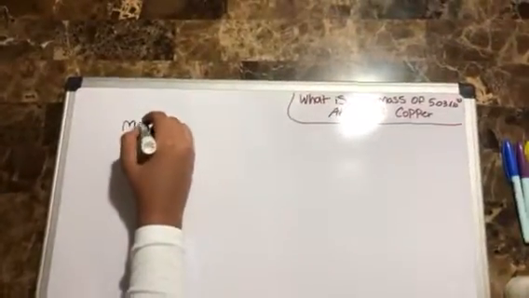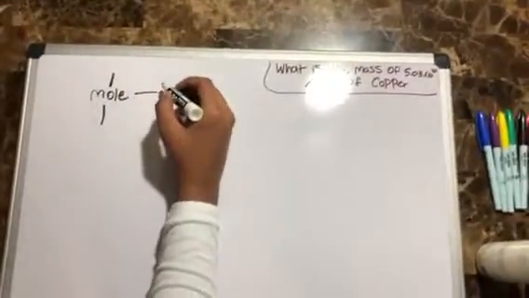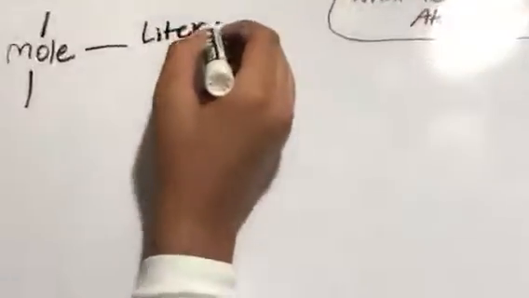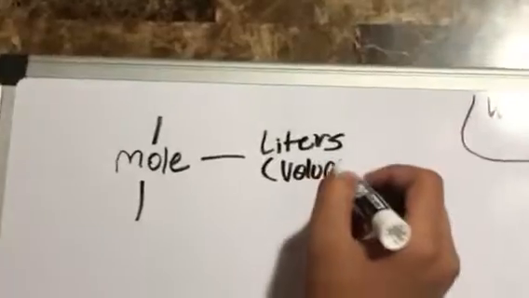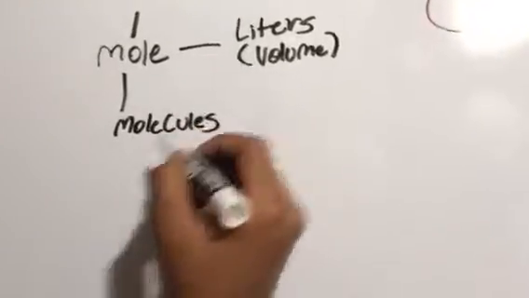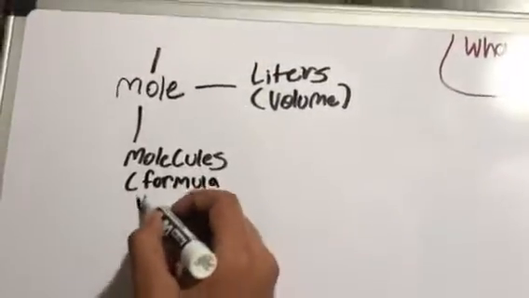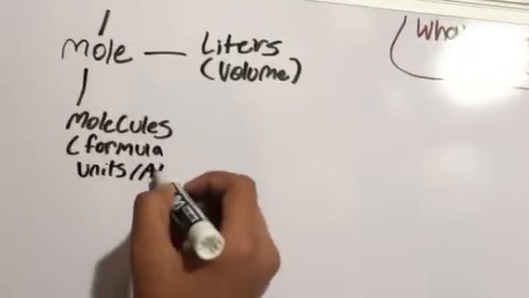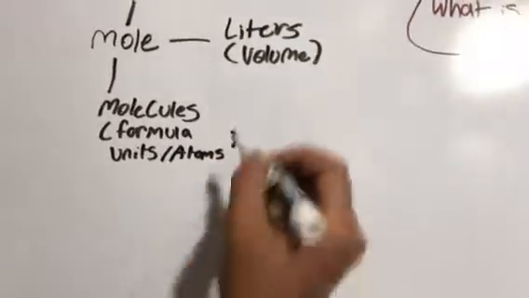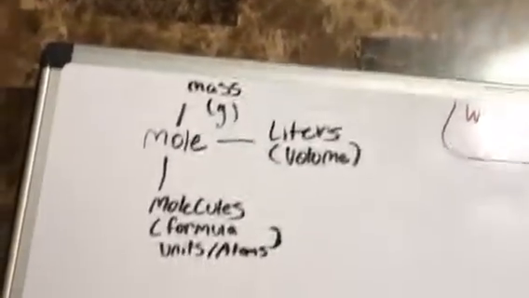So let me teach you first the basis of molecular conversions. We're going to start off with the mole, that's the base unit, and we're going to be converting to three other more widely known units. One is the liter, sometimes also known as volume. You'll have molecules, sometimes known as formula units, or atoms. And the last one is mass, sometimes known as grams. So those will be the three units we're going to be doing today.